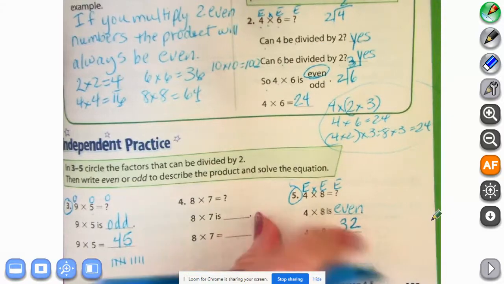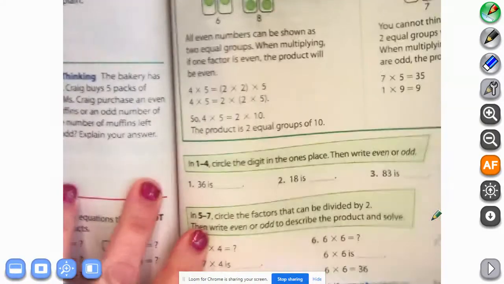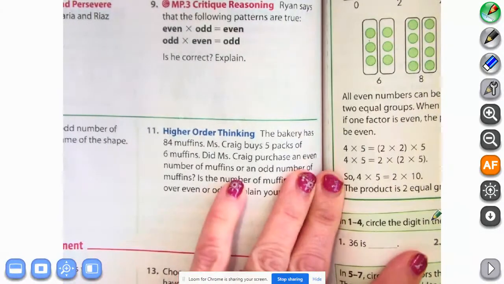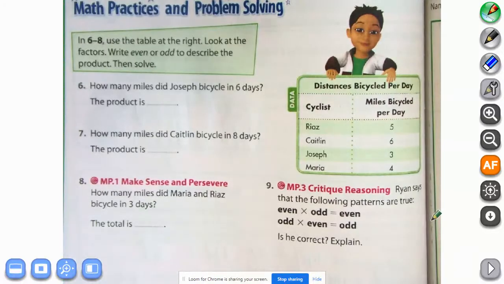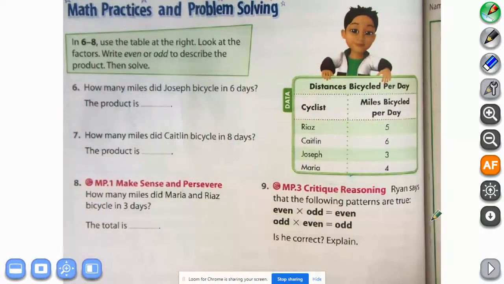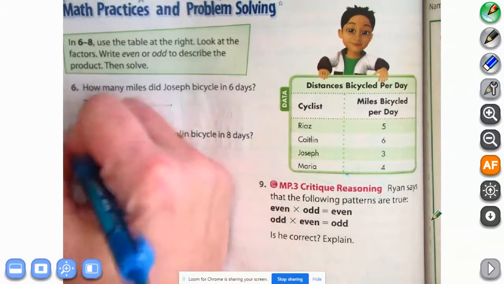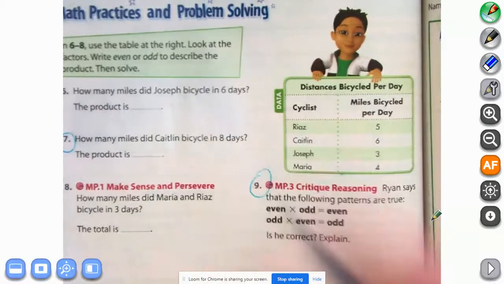We're going to flip it to the back page, and we're going to circle all of the odd problems. Try to make sure this stays up so I can block it a little bit. It's kind of bright. Okay, so in 6 through 8, use the table at the right. Look at the factors, write even or odd to describe the product, and then solve. So we're going to do 7, and we're going to do 9.